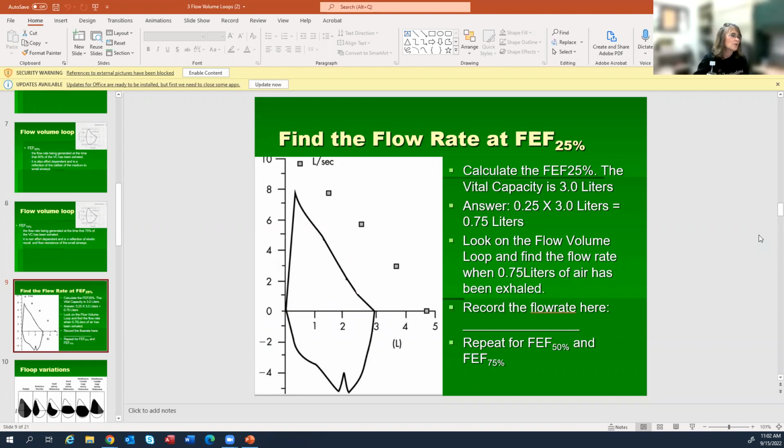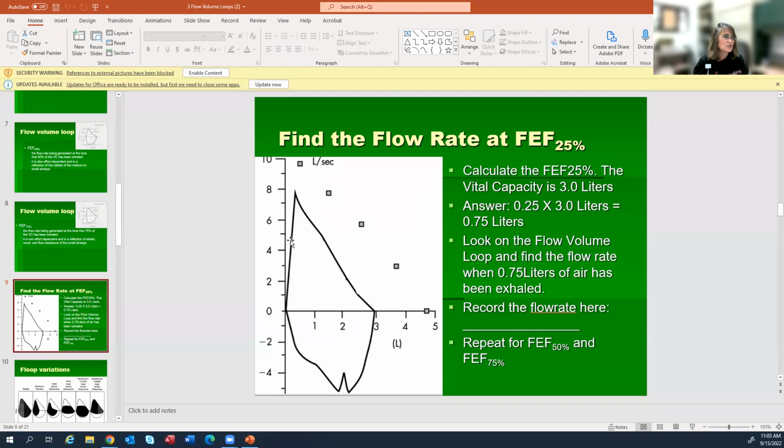No, so you're looking at the tallest point here. You're saying the peak flow rate is 8 liters a second. Therefore, when the flow rate is 4 liters a second, we're at half of the volume. No, that's not how it works.